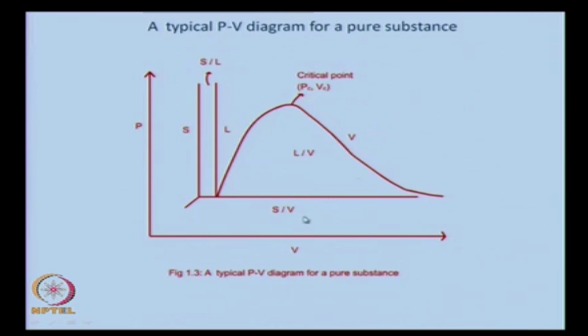And unlike the PT diagram, we have regions instead of lines where you have a combination of two phases existing. For example, in this region you have a solid liquid combination existing, in this region you have a solid vapor combination existing, and under this curve, you have a liquid vapor combination existing. The critical point which we saw earlier is represented by PC, VC here on top of this particular curve.